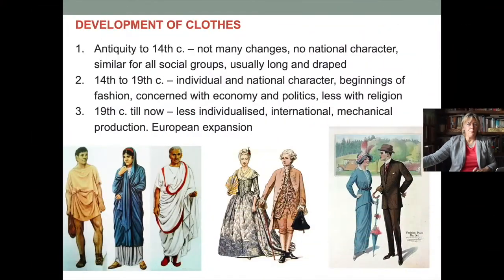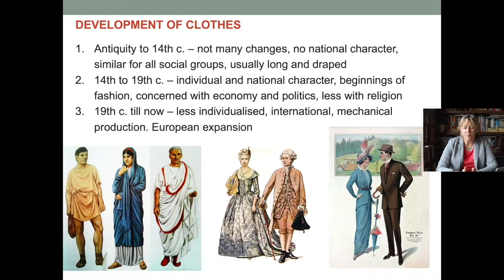So we have the development of clothes over time. So basically, the historians of clothing denote three phases in the development of clothes. The first one goes from antiquity to the 14th century, so the high Middle Ages, let's say, perhaps the beginning of the Renaissance. There are not many changes, no national character. It's more or less similar for all social groups. It's rarely tailored, usually long and draped.